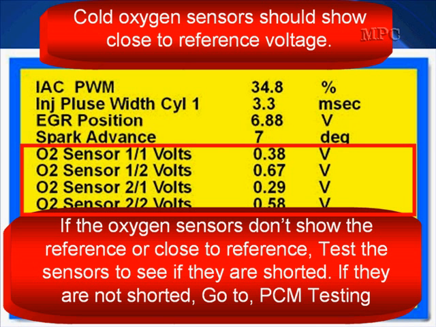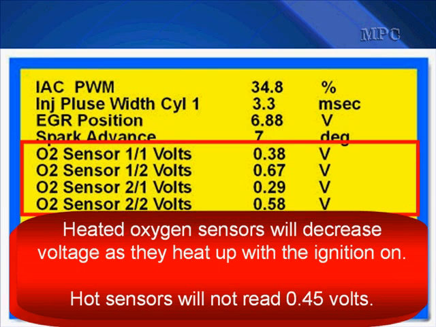Cold oxygen sensors should read close to reference voltage. If the oxygen sensors don't show the reference or close to the reference, test the sensors to see if they are shorted. If they are not shorted, go to PCM testing.